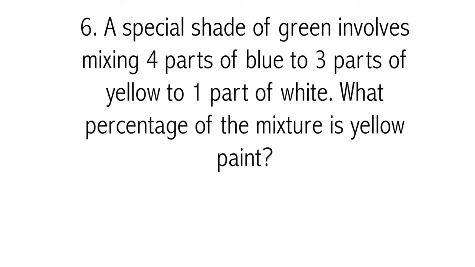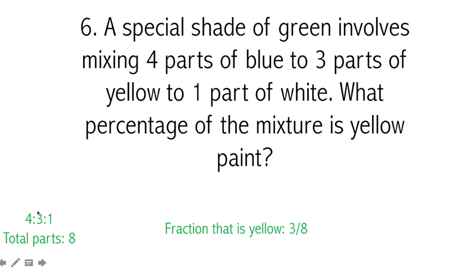You'll often also get questions like a special shade of green involves 4 parts of blue, 3 parts of yellow, and 1 part of white. So what percent of the mixture is yellow paint? Your first step is to write down the ratio. So it's 4:3:1, and calculate the number of total parts. So that is 4 plus 3 plus 1. That's 8 parts. Therefore, we know that 3 out of the 8 parts are yellow. Therefore, the fraction that is yellow is 3 by 8. Once we have that, we just need to convert that to a percentage, and that is 37.5%. So pretty simple question once again.